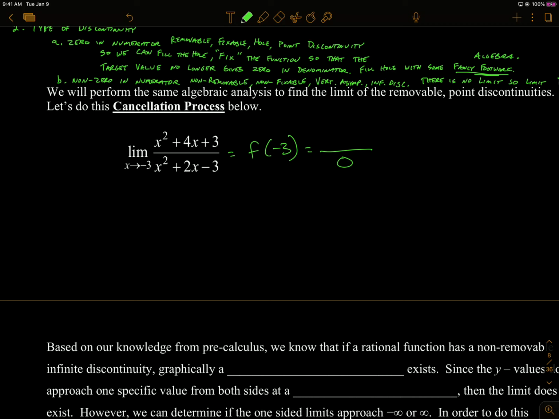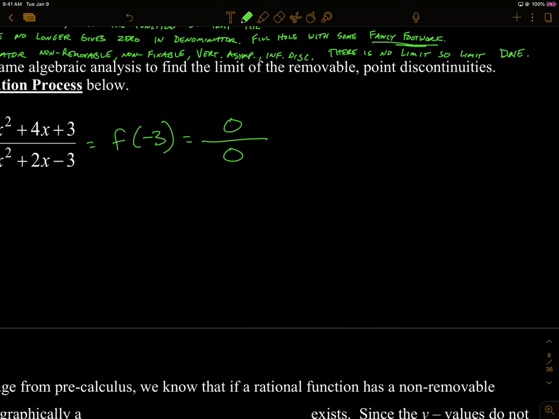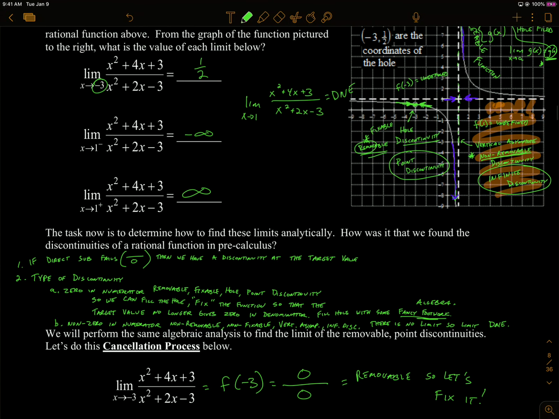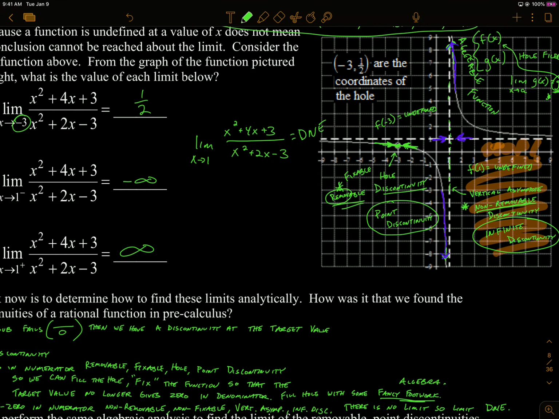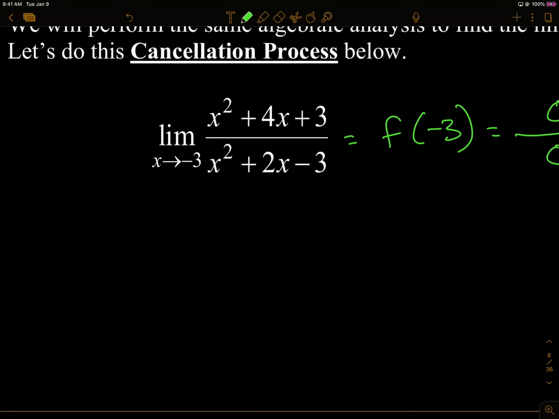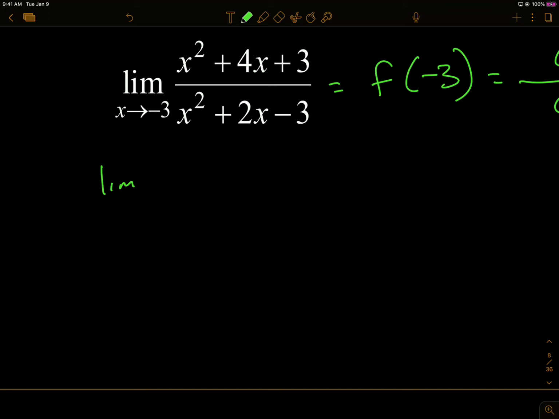Now to decide if we can go further or not, we also have to plug -3 into the numerator. When we do that, we also get 0. So now I'm like, yes, that's good. This is a removable discontinuity. So let's fix it. Now we don't have the graph. On the graph, it's really easy to find. We can just look and say, oh, the limit is 1/2. This equation is that graph, so the answer will be 1/2. But how do we fix it with some algebra when we don't have the graph?